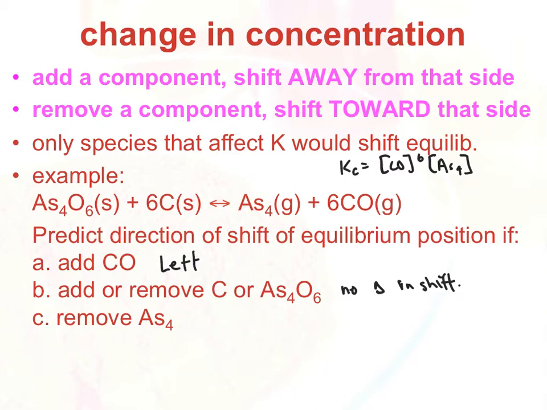And our final example here that we see in C is to remove AS4. AS4 is involved in the equilibrium expression. By removing AS4, our equilibrium is going to shift towards that side, so it's going to move to the right. And when we shift to the right, that's going to subsequently increase the concentration of our CO.